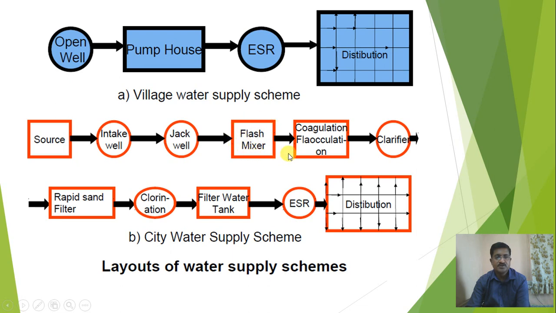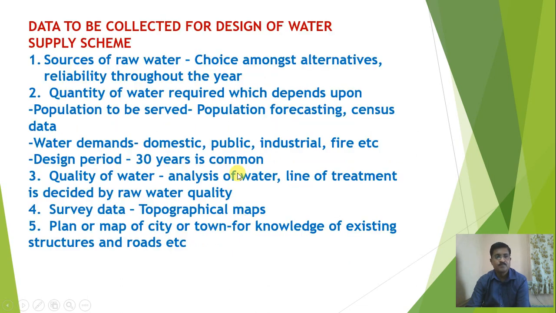Then flash mixer, coagulation and flocculation process, clarifier, then rapid sand filter, chlorination, filter water tank, then elevated service reservoir and the distribution. So we are going to study every particular treatment unit in detail in the coming lectures.